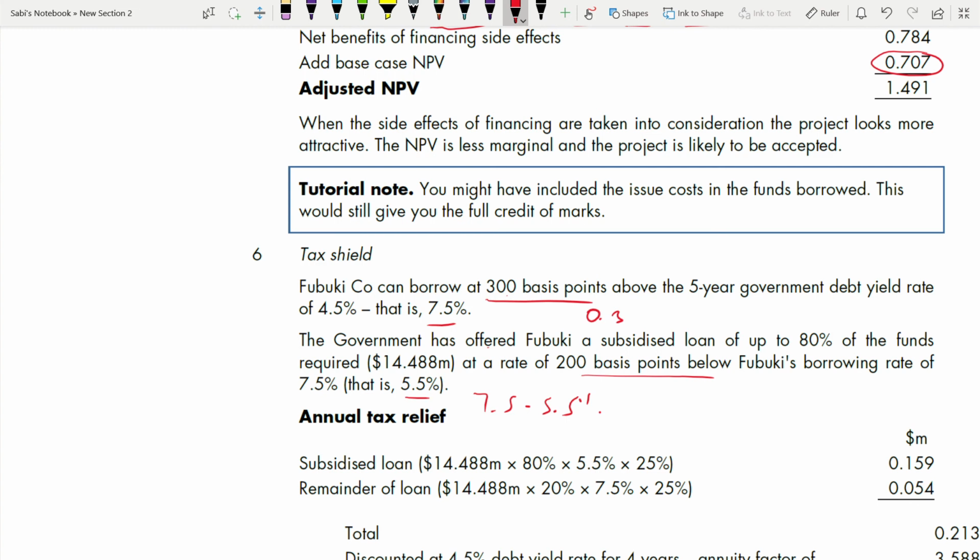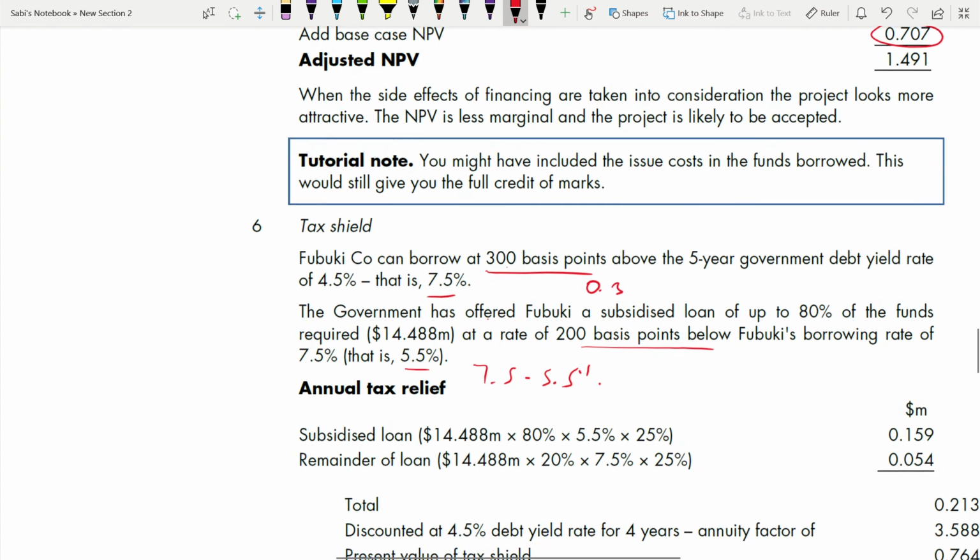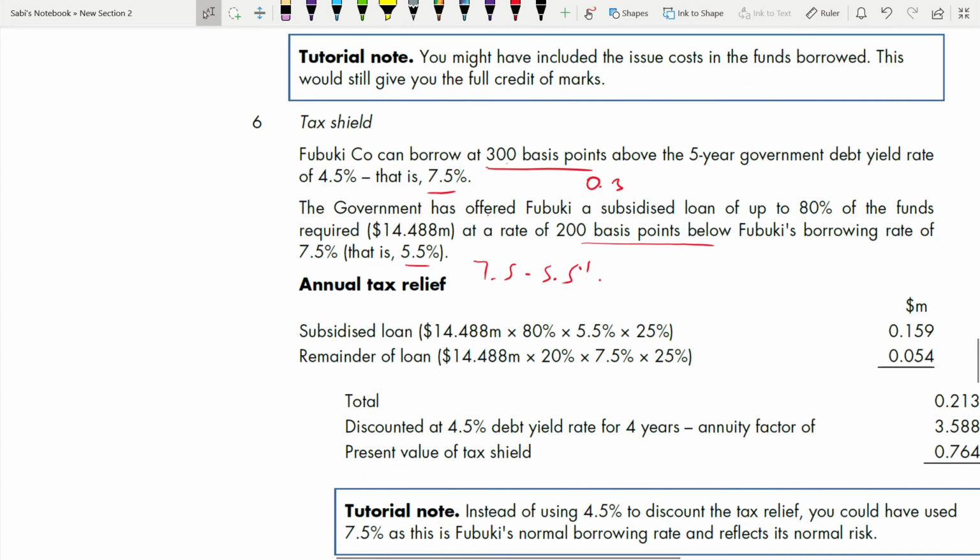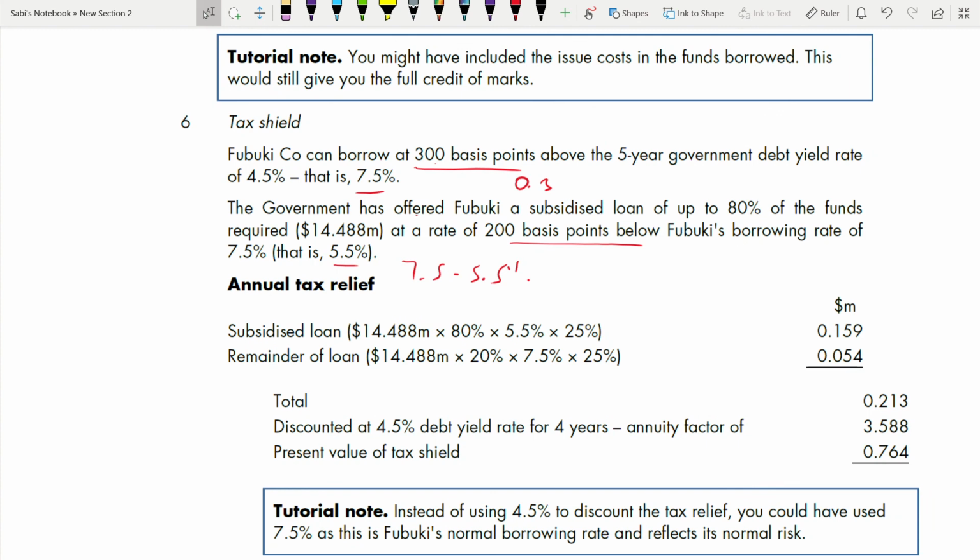Okay. Now, that is not enough. We have to find the annual tax relief. So the annual tax relief on the subsidized loan and the remainder of the loan. The subsidized loan is 80% only, and the remainder of the loan is this. The subsidized loan will get its rate, and the remainder of the loan will get this rate at 25%.